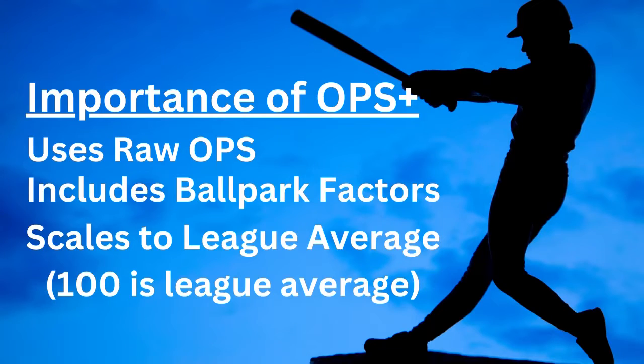So you put it all together: we have our on-base percentage, we have our slugging percentage, we combine them, we have our OPS, on-base plus slugging, and then we can start to calculate OPS plus. And OPS plus is based off of 3 components. It's using the raw OPS data we've now calculated. It includes ballpark factors, which we'll look at, as well as scales to league average.